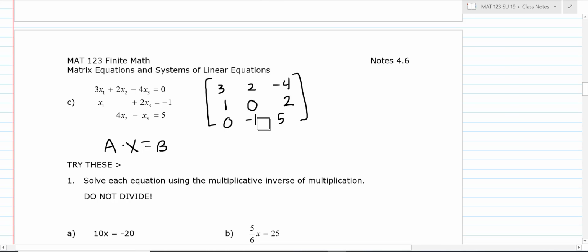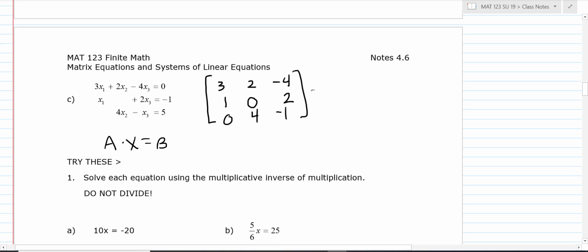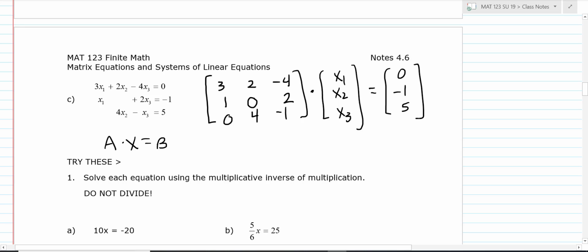Whoops, I messed up. That's why I was checking. Messed up bad. Okay, so that's 4, and then that's negative 1. All right, that's driving me crazy. It keeps doing that. Okay, so that gives that. Then you do the variable matrix this time. We'll have three rows. So it'll be x1, x2, x3. Close that off, and then you're equal to this part. 0, negative 1, and 5 like that. All right, so that's it.